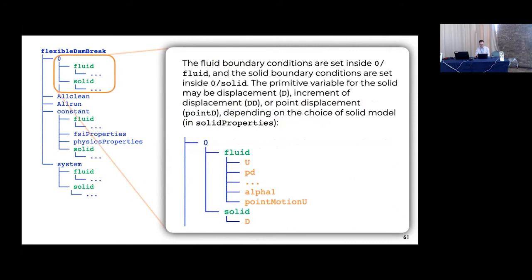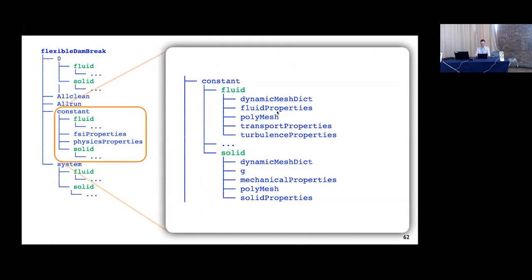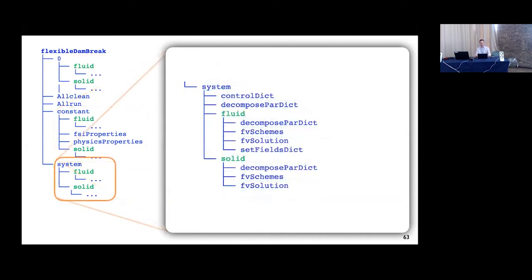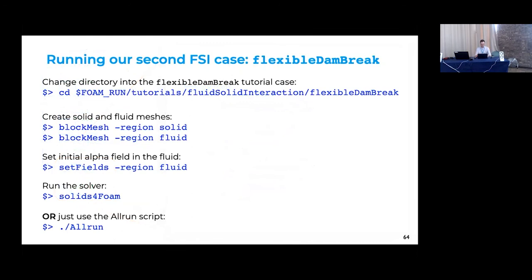So in this case, we have our interFoam boundary conditions for the fluid and properties for interFoam. And then the solid, like before, we have mechanical properties. The only thing to be aware of, it's not interFoam, it's interDyMFoam, because the fluid mesh will move. They all have to be ALE formulations. They all have to be dynamic mesh formulations for fluid-solid interaction. Okay, the Allrun in this case will run blockMesh on the solid, on the fluid, set the fields in the fluid. So that's the initial alpha field, and then run the solver.